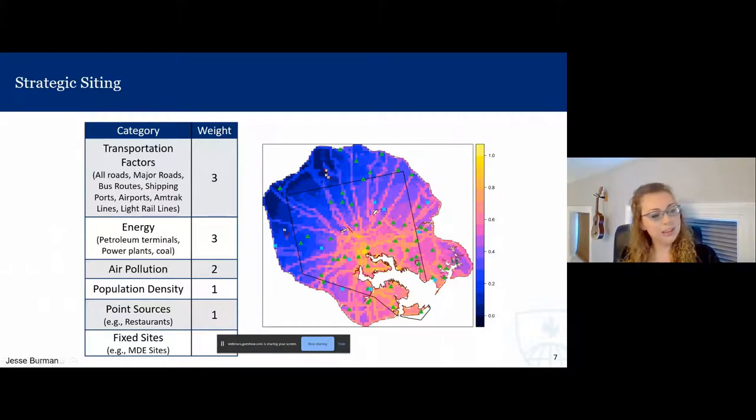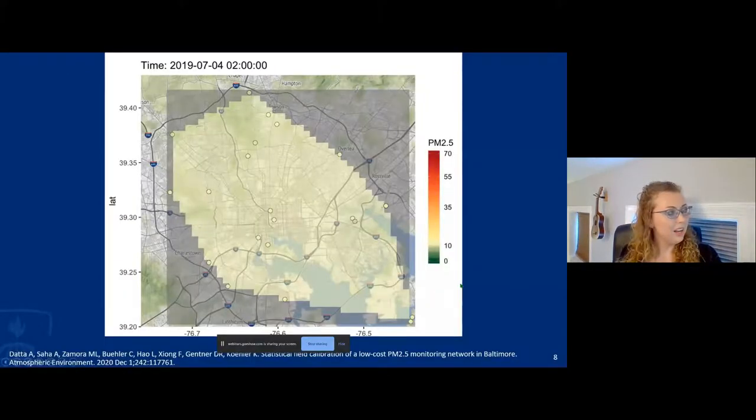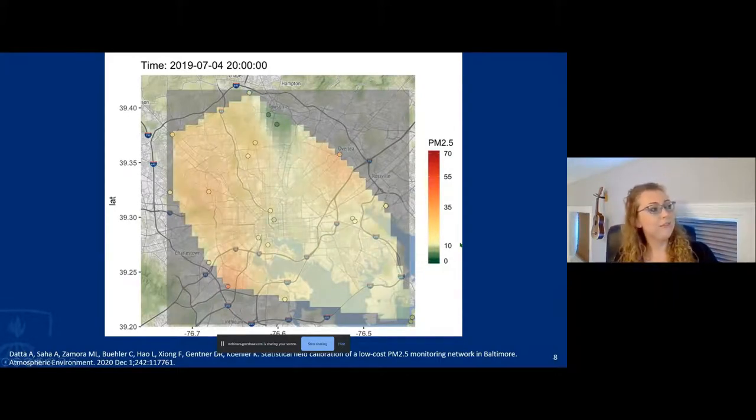So with that, we created this. These were our goals in the beginning, and you can see we were able to deploy that relatively well over the last couple of years. The really cool thing about this network is we can create really cool maps in real time. And this is actually July 4th.